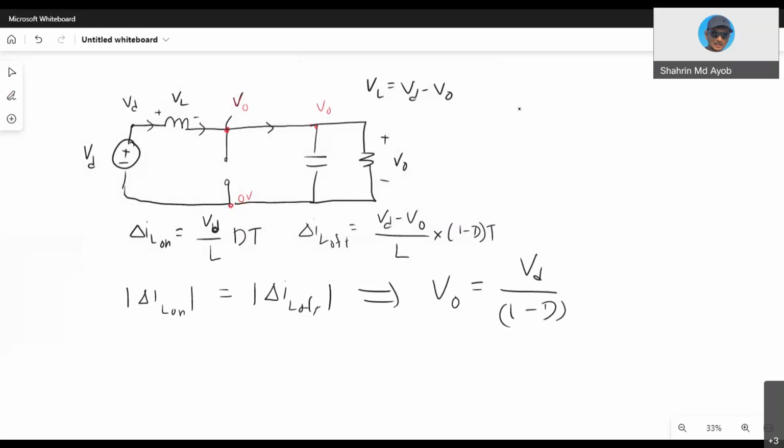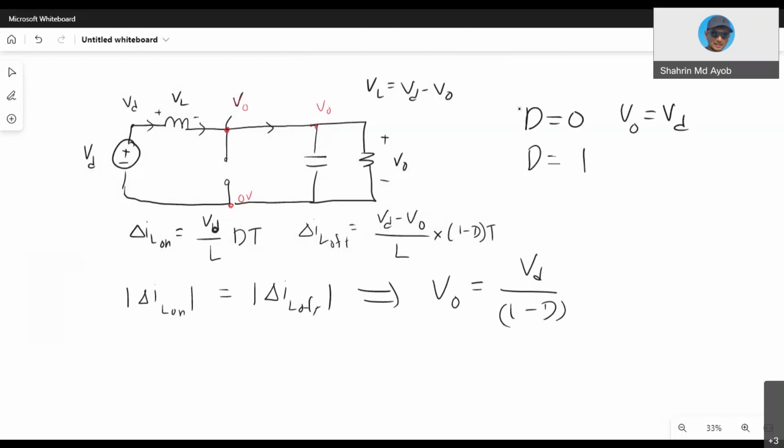Okay. Buck converter is the same, right? You start with delta IL on and then delta IL off. Then from that you can obtain the output-input relationship. For the boost converter it's also the same. You start with delta IL on and delta IL off, then delta IL on must equal delta IL off. From that you can obtain this, VD over 1 minus D. So meaning that when D is 0, then your V out is equal to VD.